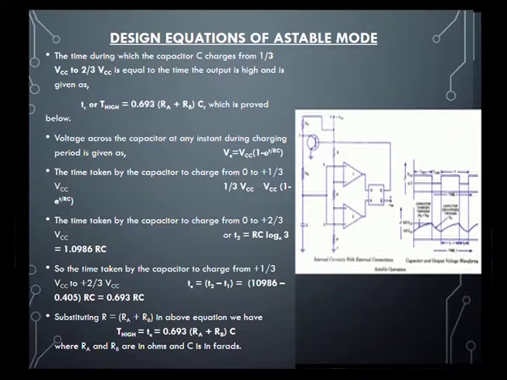Finally, we got the high time, where the capacitor is charging. The capacitor charging time, or TH, is calculated with the formula 0.693 Rc. Substituting R equal to Ra plus Rb, we get TH equal to 0.693 (Ra plus Rb) into C, where Ra and Rb are in ohms and C is in farads.